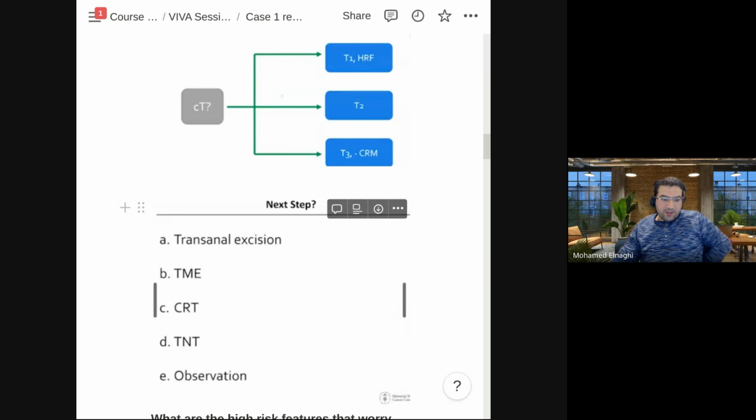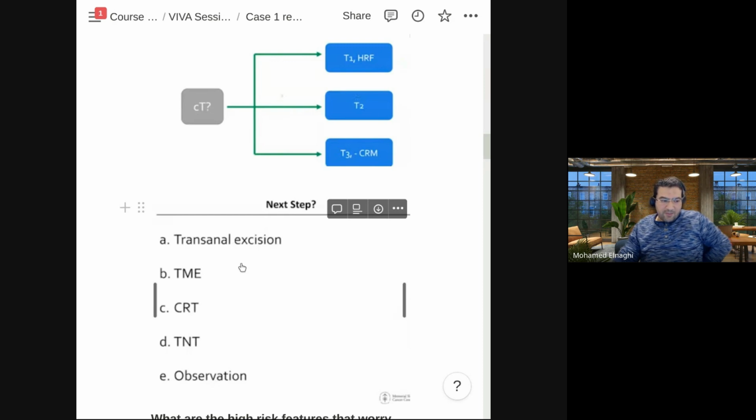So if someone tells you you can do TAMIS, you say, I'm sorry, I can't do TAMIS, I haven't done it before, and what I can do is a TME. And if the patient is willing to have TAMIS, then I may refer the patient to a different colleague who can do TAMIS. Because in this case, all these options are possible.